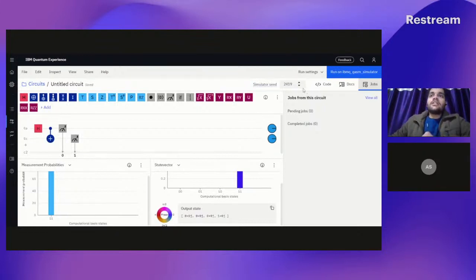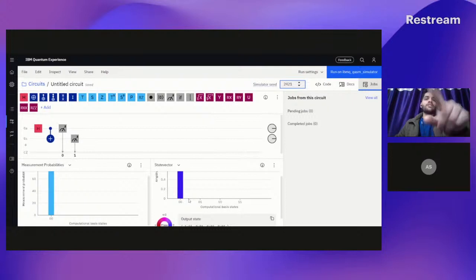If we increase the simulator seed here, it is basically the random numbers they have generated, it will refresh this. Okay, let's refresh it once again. Oh yeah, you can see the 1, 1 has shifted to 0, 0. The next time you run this circuit, it comes up as 0, 0, because the superposition is created here in the Hadamard gate. So it will come up as 0, 0 or 1, 1, because both the qubits are entangled to each other.